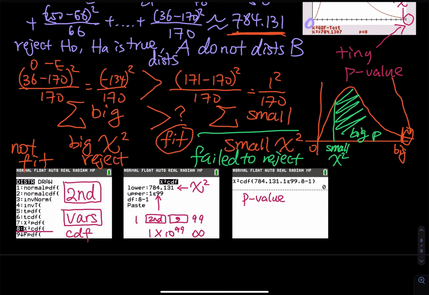And then if you're using an older calculator, they will start with a chi-square CDF, and then they will open the parenthesis for you. So in that case, you just type the chi-square and then a comma, the positive infinity, and then type the degrees of freedom, close the parenthesis, press enter to get your p-value.